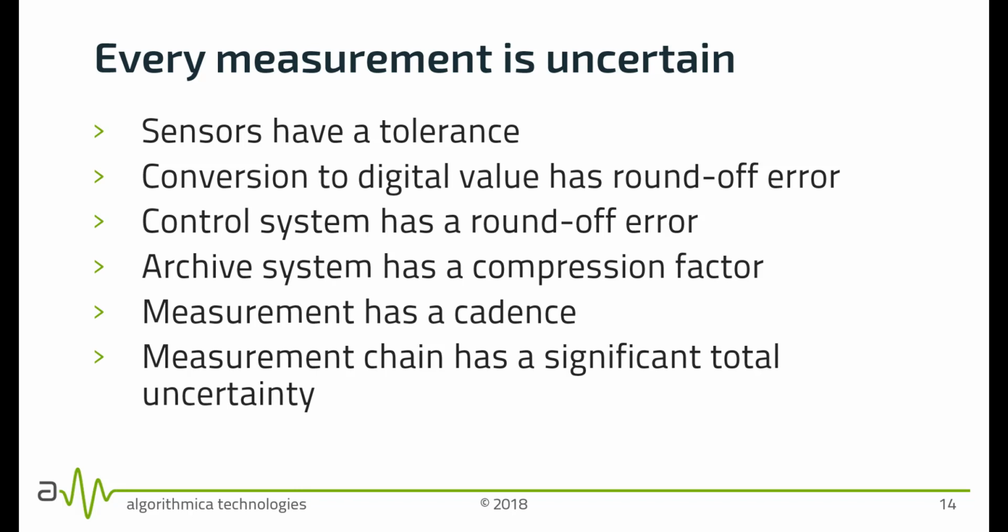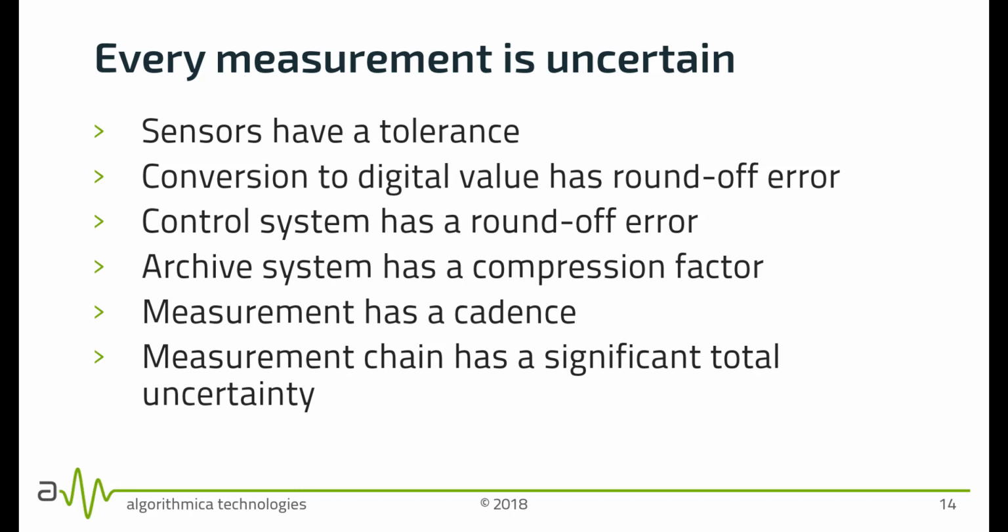On top of that, every measurement has a cadence. In other words, you don't measure the process every single moment, but you might measure it once a second or once a minute, and therefore what happens from minute to minute is never seen by the archive system, and therefore that again introduces a measurement uncertainty. Therefore, the entire measurement chain has a significant uncertainty attached to it, which is usually far, far greater than the sensor's original tolerance. Usually, the entire chain's uncertainty is completely dominated by the compression factor in the historian.